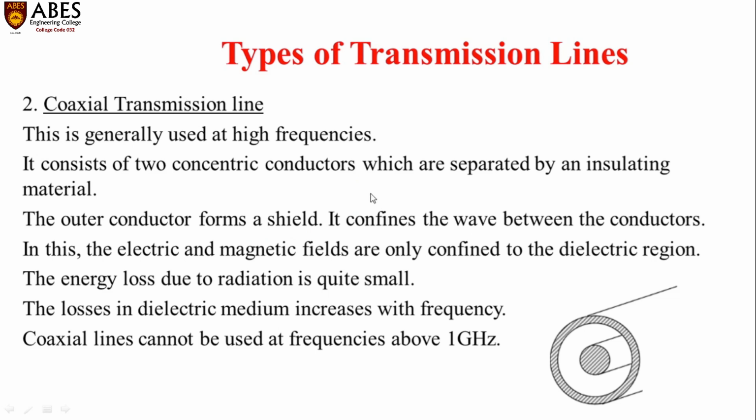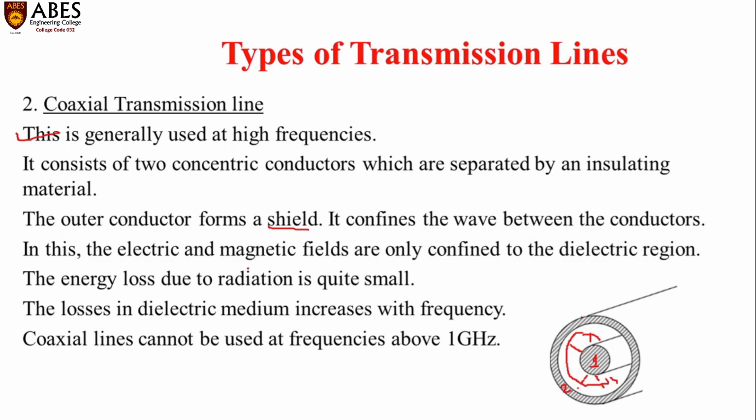The second one is the coaxial transmission line. This is generally used at high frequency. It consists of two concentric conductors separated by an insulating material. The first one is this, the second one is this, and in between we have an insulating material. This is the case of a coaxial transmission line. The outer conductor forms a shield and confines the wave between the conductors. Waves are confined in this region, which is between the two conductors.